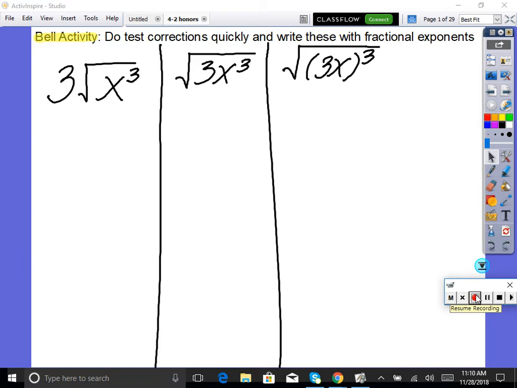Okay, the first thing I'm going to have you do is look at these three answers and make sure you can rewrite each of these with fractional exponents. There are three different answers for each of these. They're easily confused, so remember the parentheses mean everything. So real quick, test yourself. Can I write these with fractional exponents with the correct parentheses?